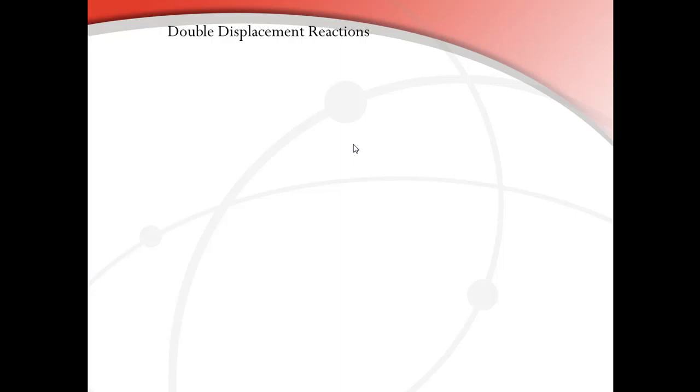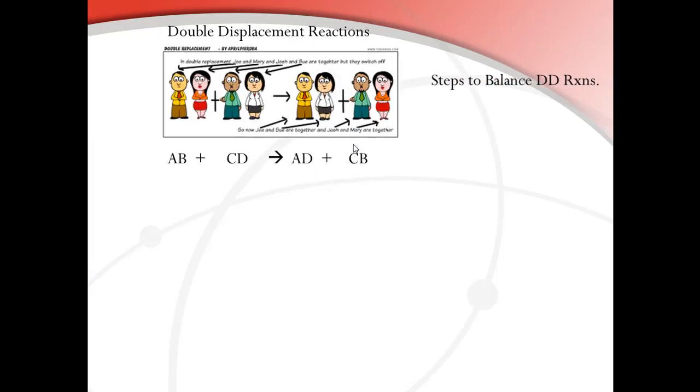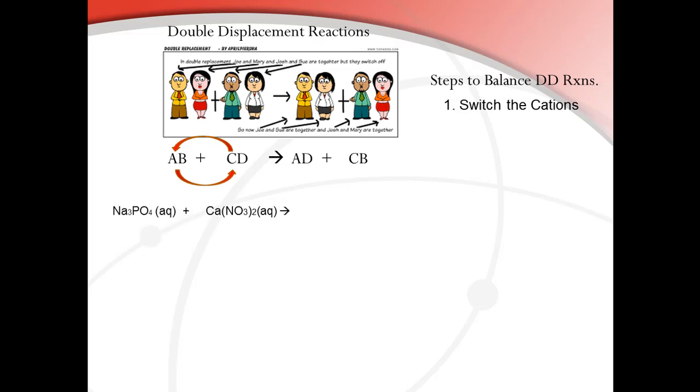More practice with double displacement reactions. First thing we do is we switch the cations. Right? So switch out the metals. We have sodium phosphate, calcium nitrate. What are the products going to be? Calcium displaces, or sodium displaces calcium, so sodium is now combined with nitrate. Calcium is combined with phosphate.